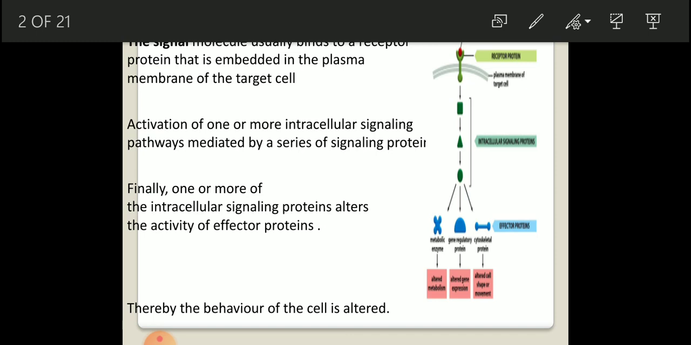Now these effector proteins function in causing various changes in the cell, like they can alter gene expression, they can alter metabolism of the cell, or they can alter the cell shape. Depending on the type of effector protein and the type of signaling molecule, we can have different changes as a result of receptor activation and effector protein activation. Thereby it alters the behavior of the cell.